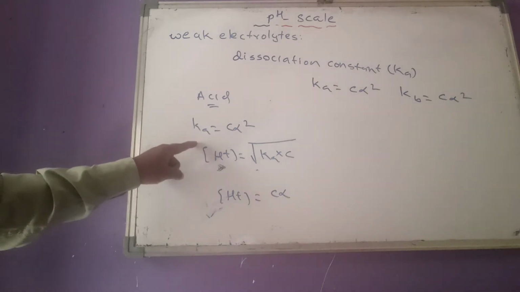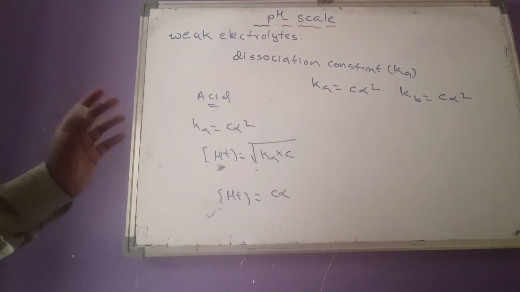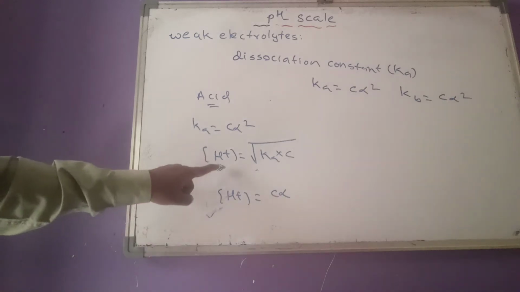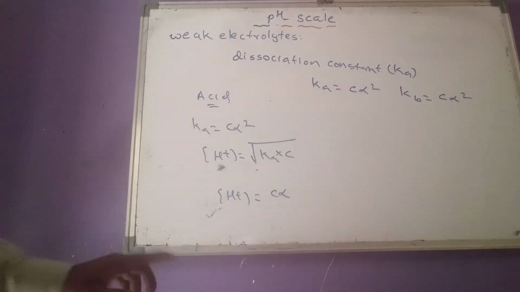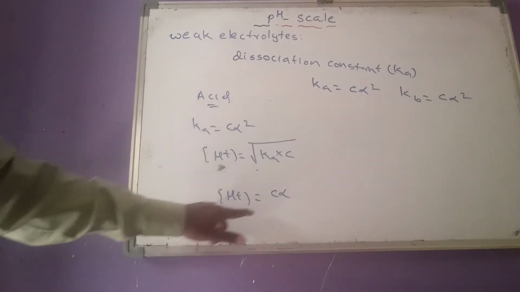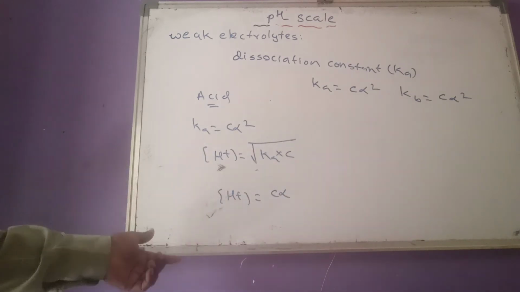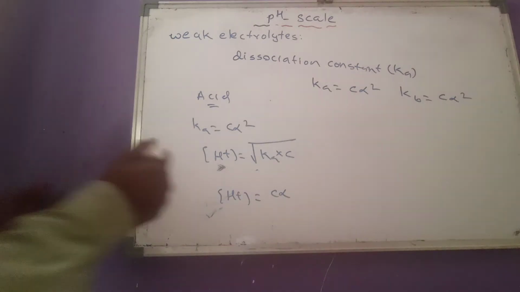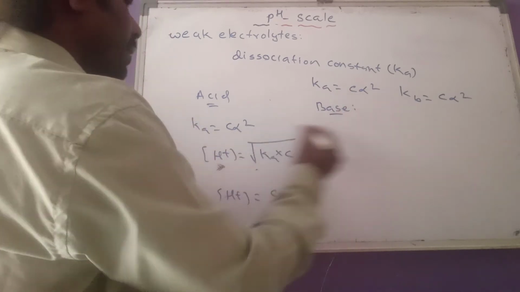If the Ka value is more, the extent of dissociation is more, and if the Ka value is less, the extent of dissociation is less. To calculate H plus, the formula is root Ka into C. To calculate H plus, another formula is C alpha, where C is the concentration of the given acid and alpha is the degree of dissociation.